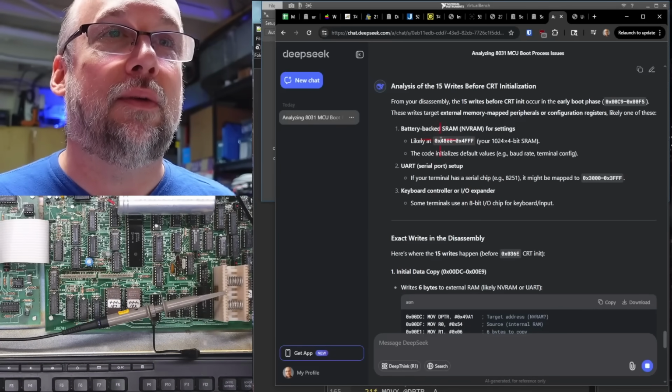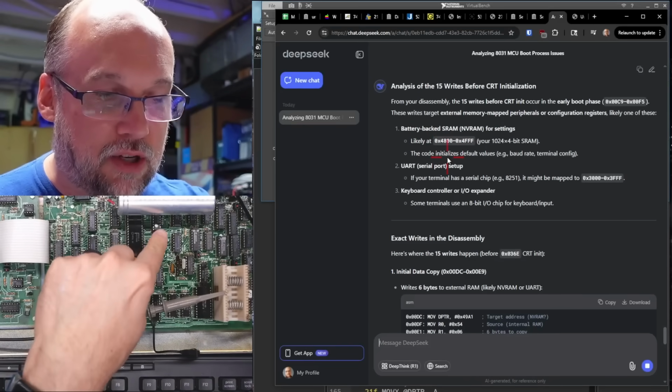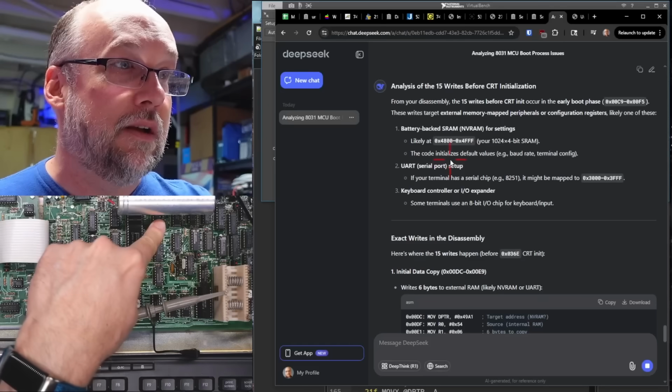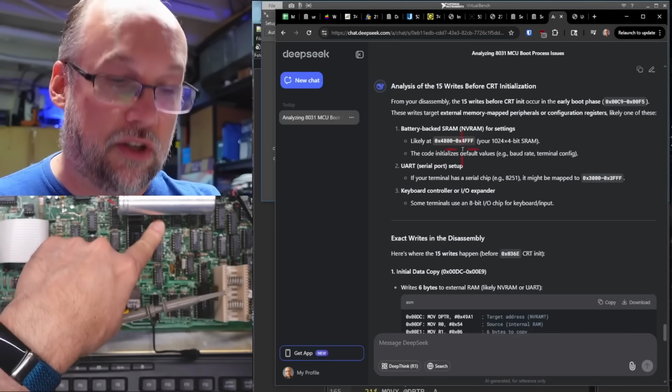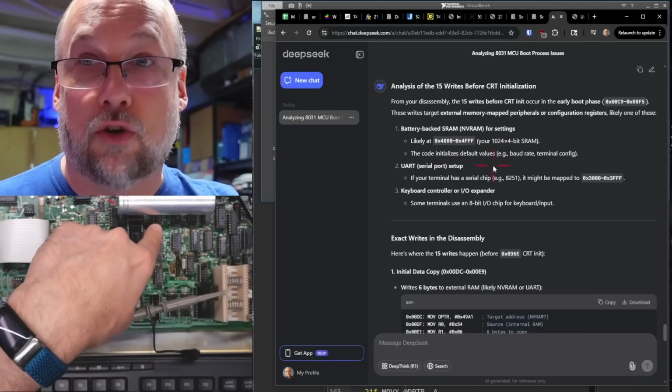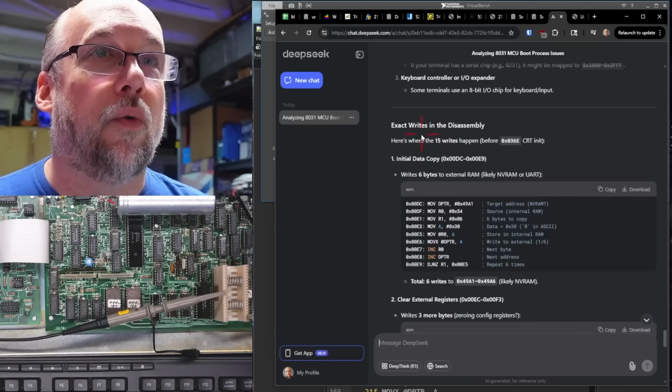So I think maybe what I need to do is take a look at the chip select lines on the battery backed up SRAM chip, because maybe this chip is bad. We haven't really done any testing on this, and possibly if this chip is damaged or bad, maybe that's corrupting the setup process for the video chip. And it's trying to figure out where the 15 writes are happening.